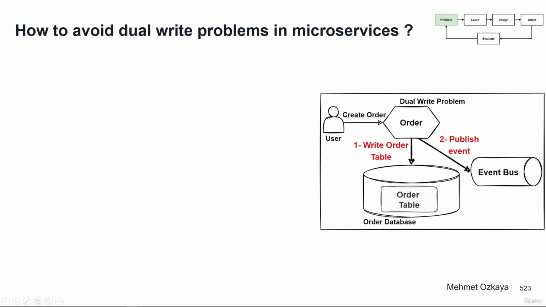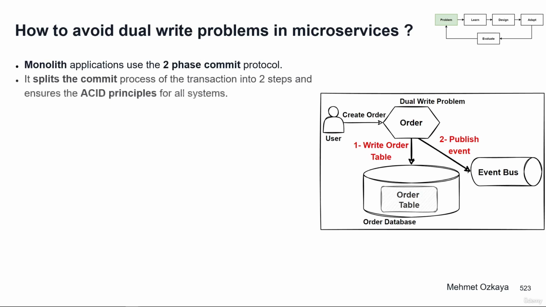So how do we avoid the dual write problem in microservices? When we built monolithic applications, we used distributed transactions in order to avoid this situation. Distributed transactions use the two-phase commit protocol. It basically splits the commit process of the transaction into two steps and ensures the ACID principles for all systems.